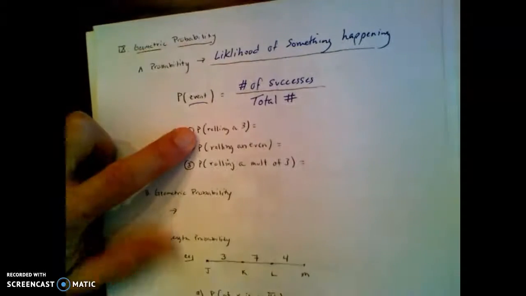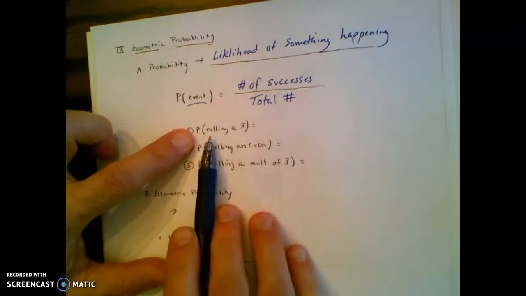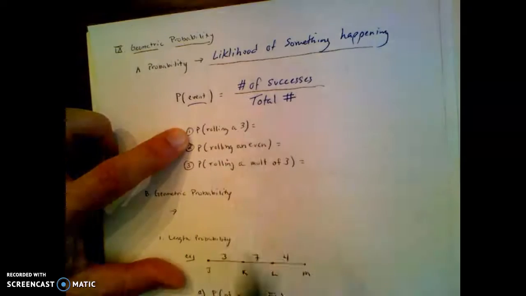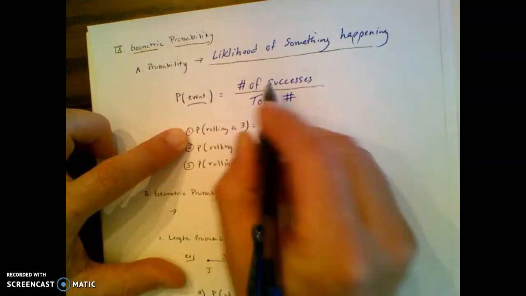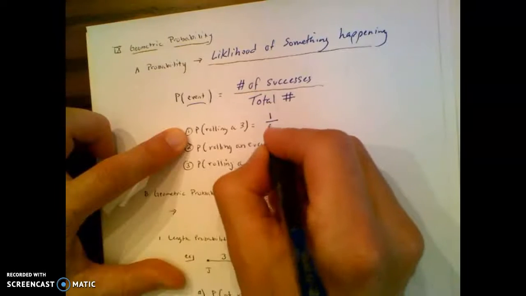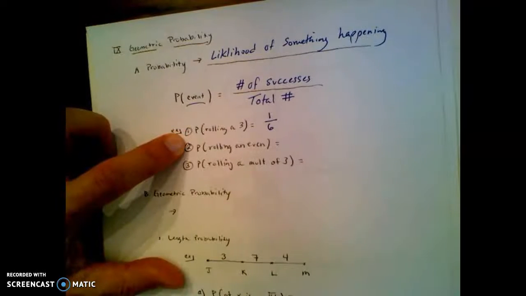So simple examples. So we use it with rolling a die. So if you have a 6-sided die with 1 through 6 on it, the probability of rolling that 3, again, there's only 1 3 on the die, so the number of successes would be 1. Everything that could happen, well, there's 6 sides on that cube, so it's going to be equal to 1 over 6.